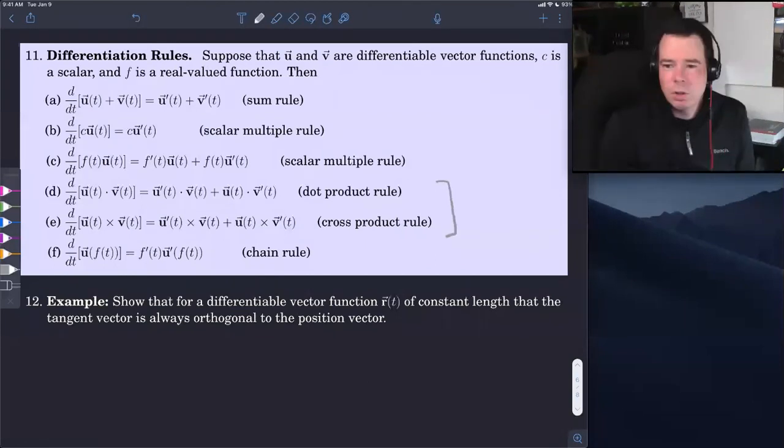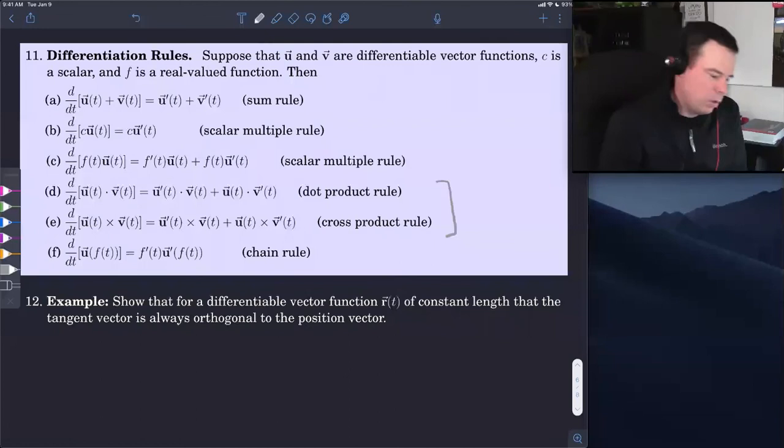The derivative of a dot product follows a product rule involving the dot product. So it's the derivative of the first dot the second plus the first dot the derivative of the second. And same with the cross product. It's the derivative of the first cross the second plus the first cross the derivative of the second. So these are just natural generalizations of the product rule, but now extended to vector functions. And then we also have a chain rule as well.